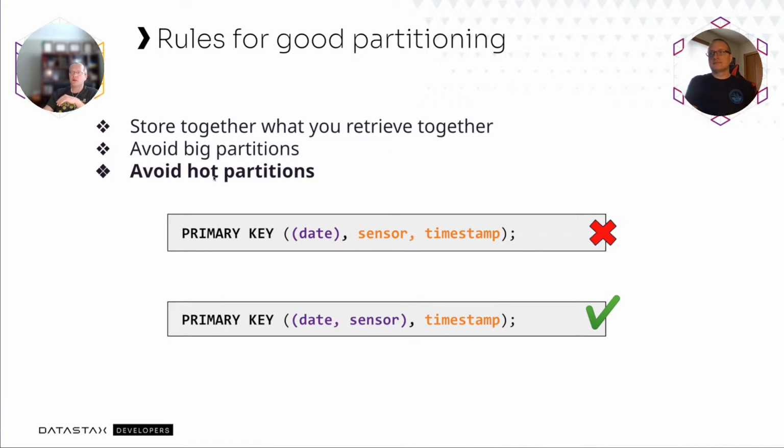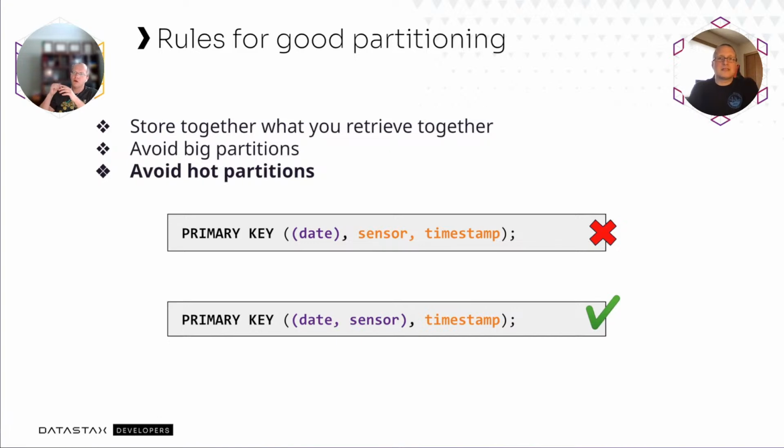One example of a partition that could potentially be hot is this definition. Syntactically, and with respect to big partitions and with respect to storing things together, it's fine. But with respect to being a hot partition, it's not, because look, we partition based on date, and then sensor and timestamp is a clustering key. So if we partition based on date, then every day, from all the sensors, all the measurements will be going to one partition.